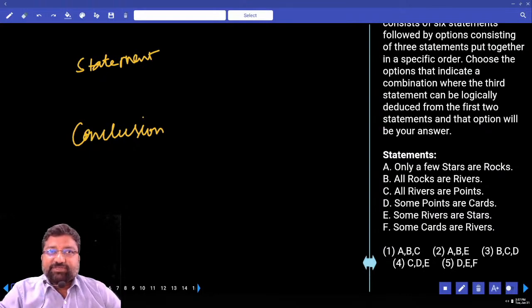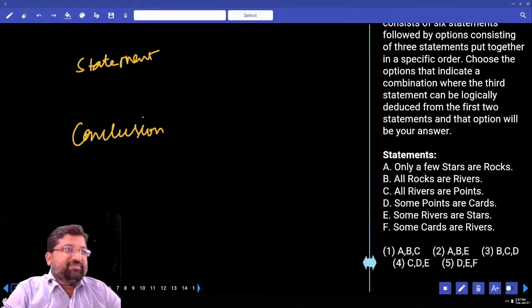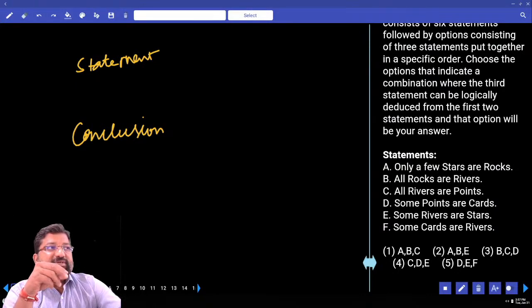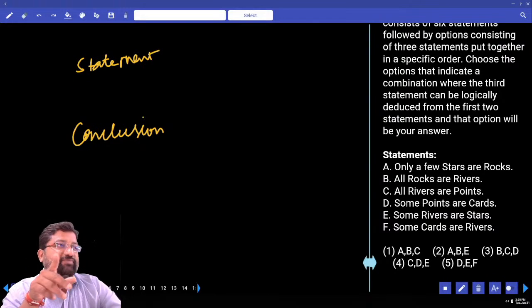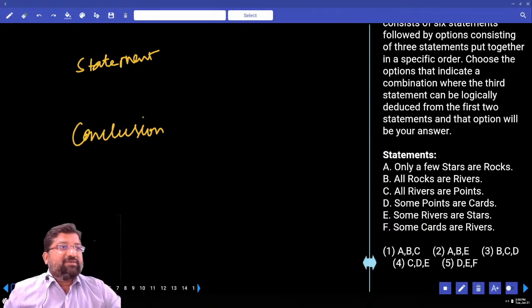This type of question, you'll start from the first option or you'll start from the fifth option. Fifth option. Why will you start from the fifth option? Because in this type of questions, the main intention of the examiner is to find out the answer from the options. So we have to go only with the options. Whenever you are in a situation where you have to get the answer only from the options, we'll go from the fifth option.